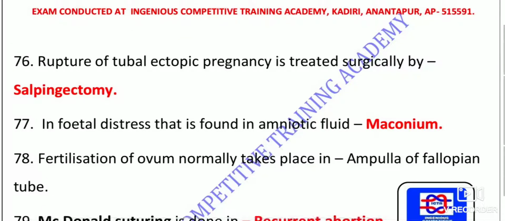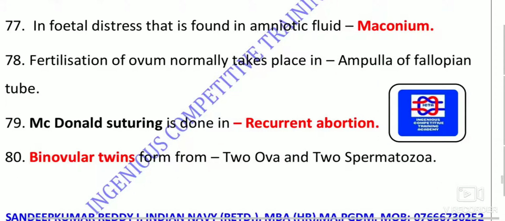Next we have the rupture of tubal ectopic pregnancy, which is treated surgically by salpingectomy. In fetal distress, what is found in the amniotic fluid is meconium. Please remember this. Fertilization of the ovum normally takes place in the ampulla of the fallopian tube. Please remember this, guys.